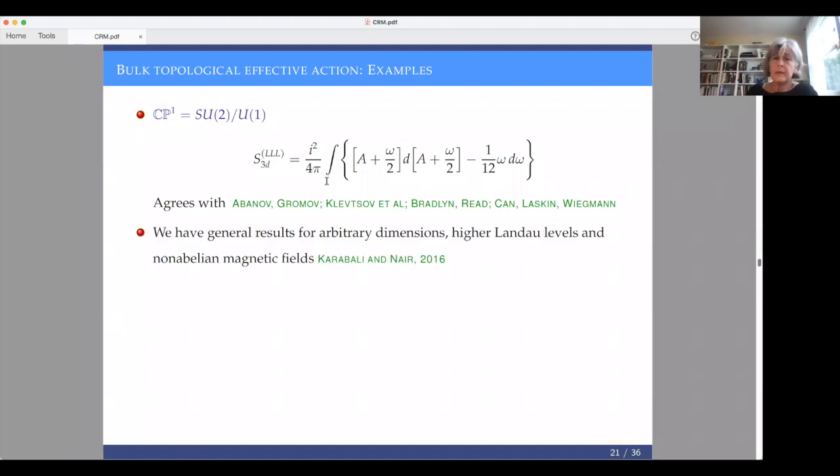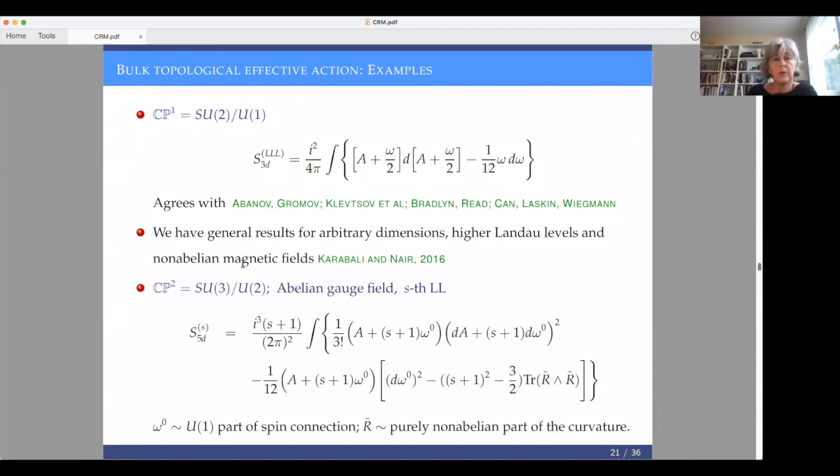And we have general results, which are true, and compact relations for arbitrary dimensions, higher Landau levels, and non-abelian magnetic fields. Here I'll give you one more example, where we go one dimension higher, CP2, in the case of an abelian gauge field, and S is the S-th Landau level. So this is what we find. Again, we have couplings between the spin connections and the gauge fields. And of course, in this case, the curvature has an abelian part and a purely non-abelian part. And if we differentiate that with respect to A0, we find the corresponding Hall viscosity in higher dimensions. And as I said, we have compact relations that give effective actions in arbitrary dimensions.